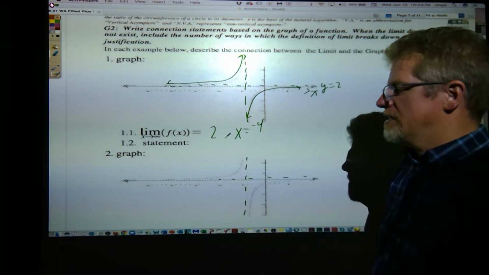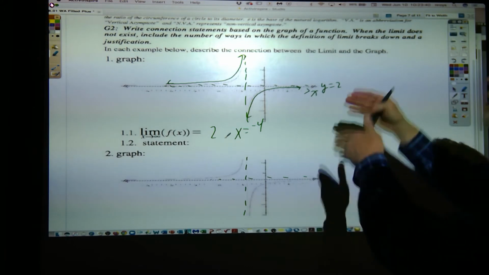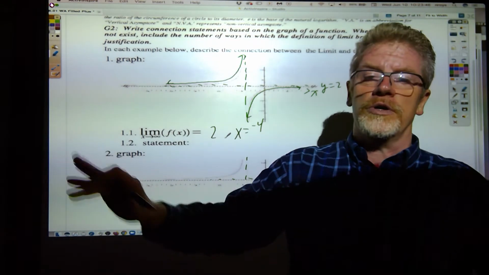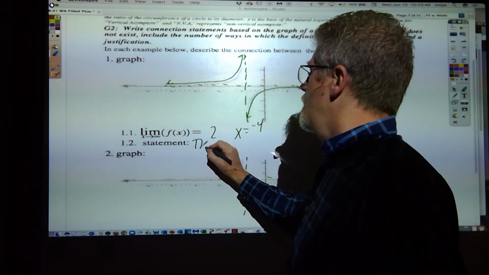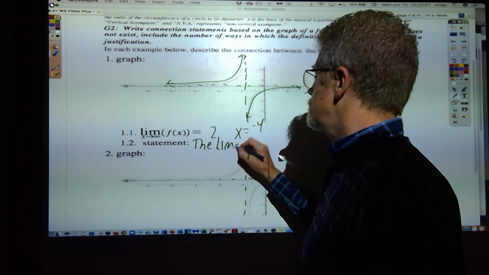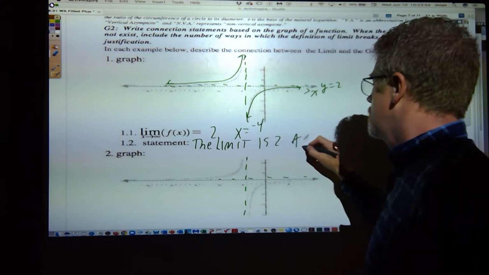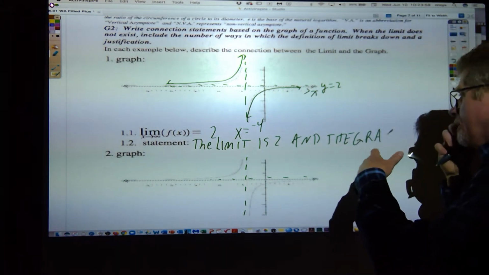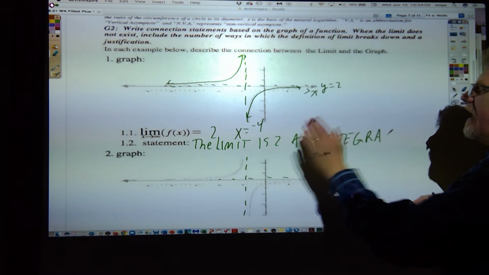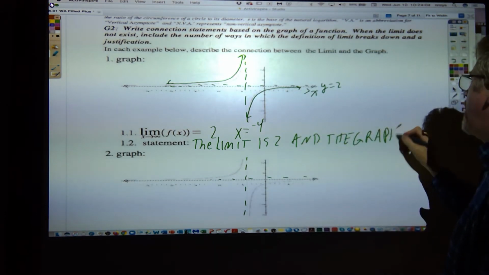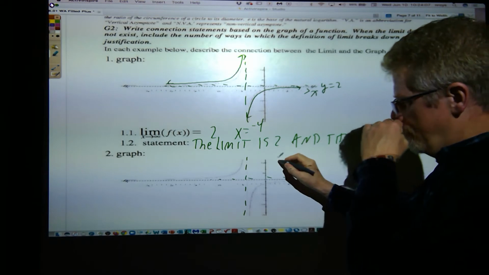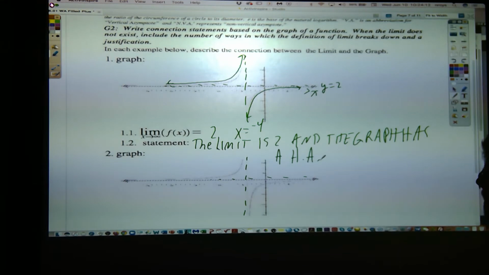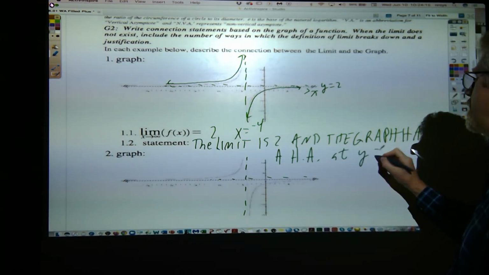But we need a statement. The statement that shows the connection between 2 and the graph. So the statement is, and you're going to have to write out the words. It's verbal. You're going to have to say, the limit is 2, and the graph, it's got to be and the graph has. Don't say and it has, say and the graph has a HA, I'll let you use that acronym, a horizontal asymptote at y equals 2.